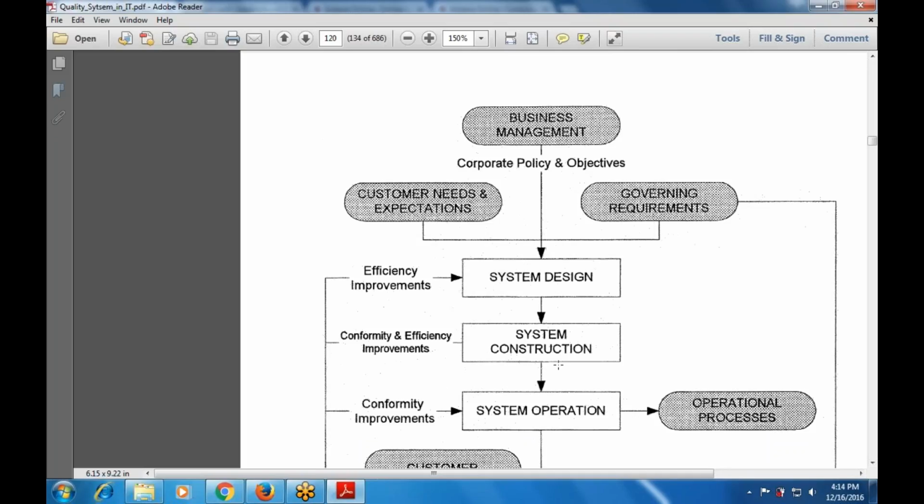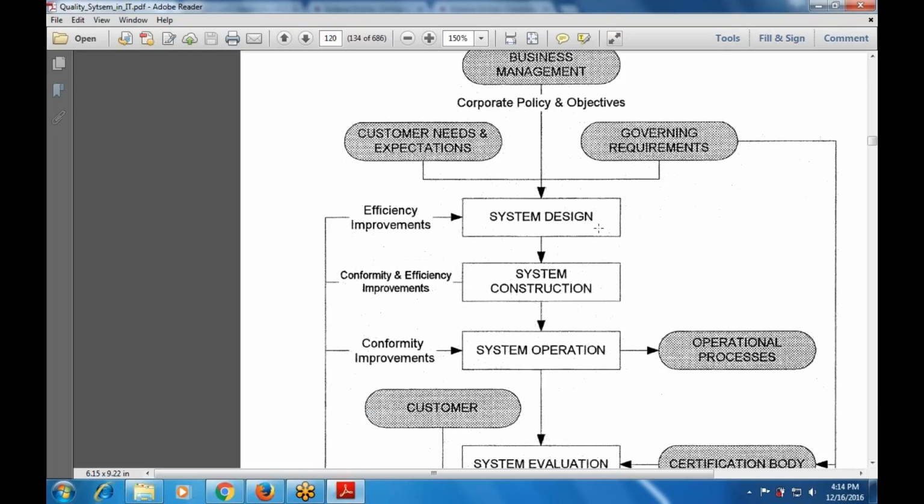So one is the business management, then the customer needs and the expectations. What are the various customer needs and expectations that are carried out? One is the governing policy. When we talk about the customer needs and expectations, that also includes the various policies and the various designs available. Next is the system design, then system construction, system operation. So design, construction and operation are the three parts used with the customer needs and the business management.